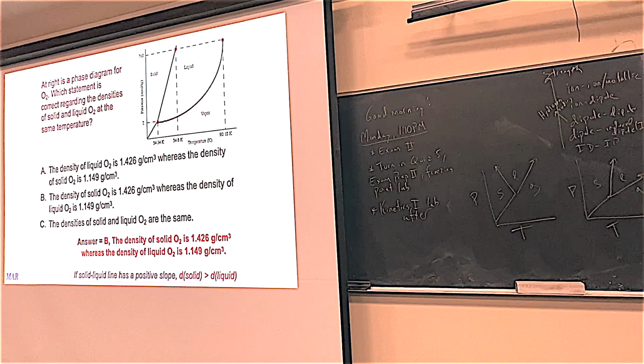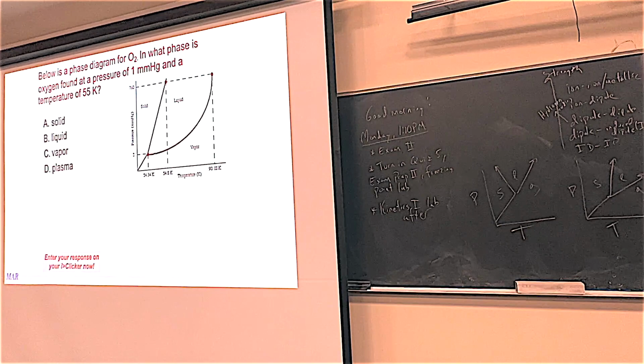Okay. Now, here's another kind of question. If you have a phase diagram, you can find the phase of matter at any kind of conditions. So what I'd like you to do is tell what phase oxygen is found at 1 millimeter of mercury and 55 Kelvin. Now, this is hardly the world's best graph, but you can figure out what it is based on that information. So see if you can figure out which of those phases it would be in under those conditions.